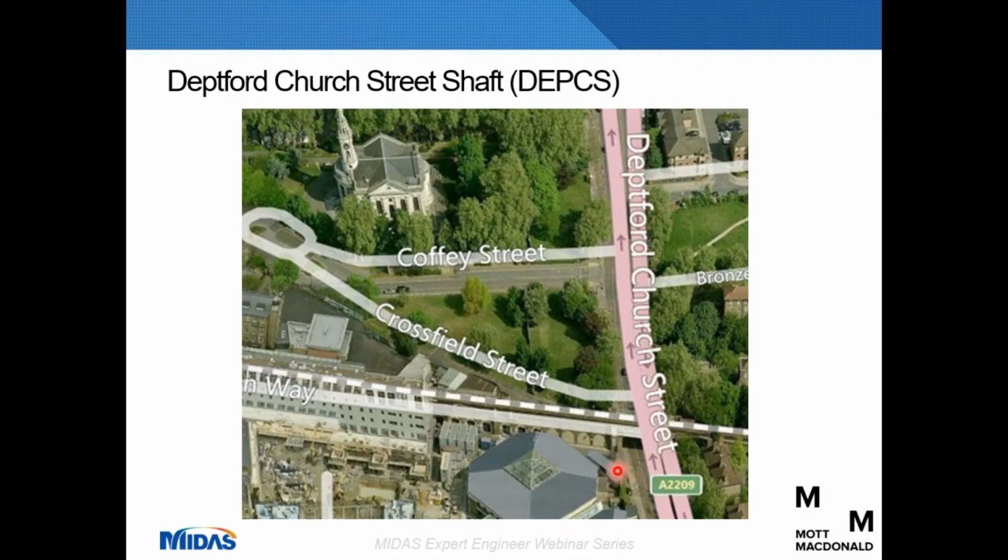The shaft itself is located on this triangular patch of land between Deptford Church Street to the east, an overground railway line running on the south side, and St Paul's Church, which is situated to the north of the site.